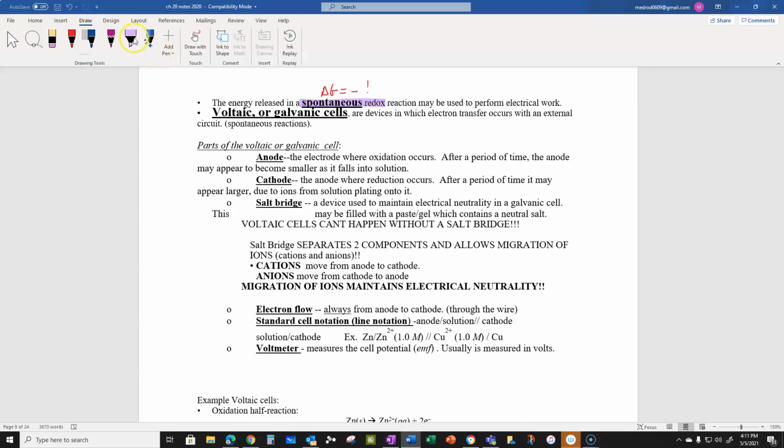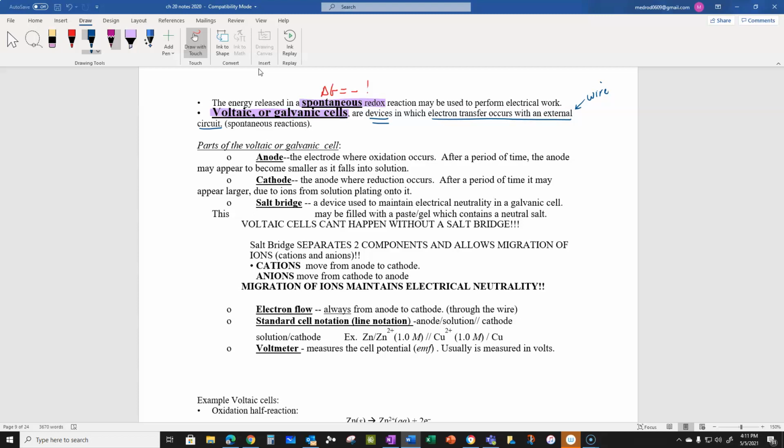Voltaic or galvanic, doesn't matter to me which one, just as long as you know both names. It's a device in which the electrons transfer through an external current. And usually that external current, it's a wire. It's a piece of wire, okay?